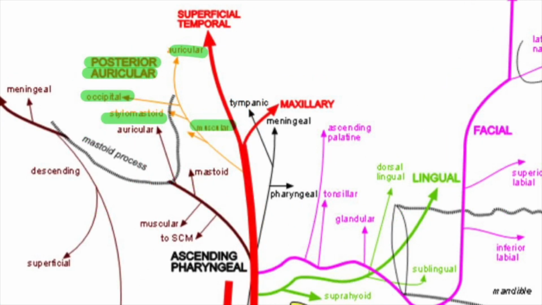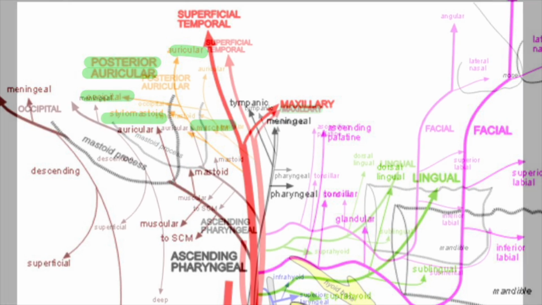For the posterior auricular artery, know that it supplies the auricle and the scalp posterior to the auricle. It originates above digastric and stylohyoid, opposite to the styloid process. It ascends beneath the parotid towards the ear. Then it supplies and eventually terminates into the scalp posterior to the auricle.